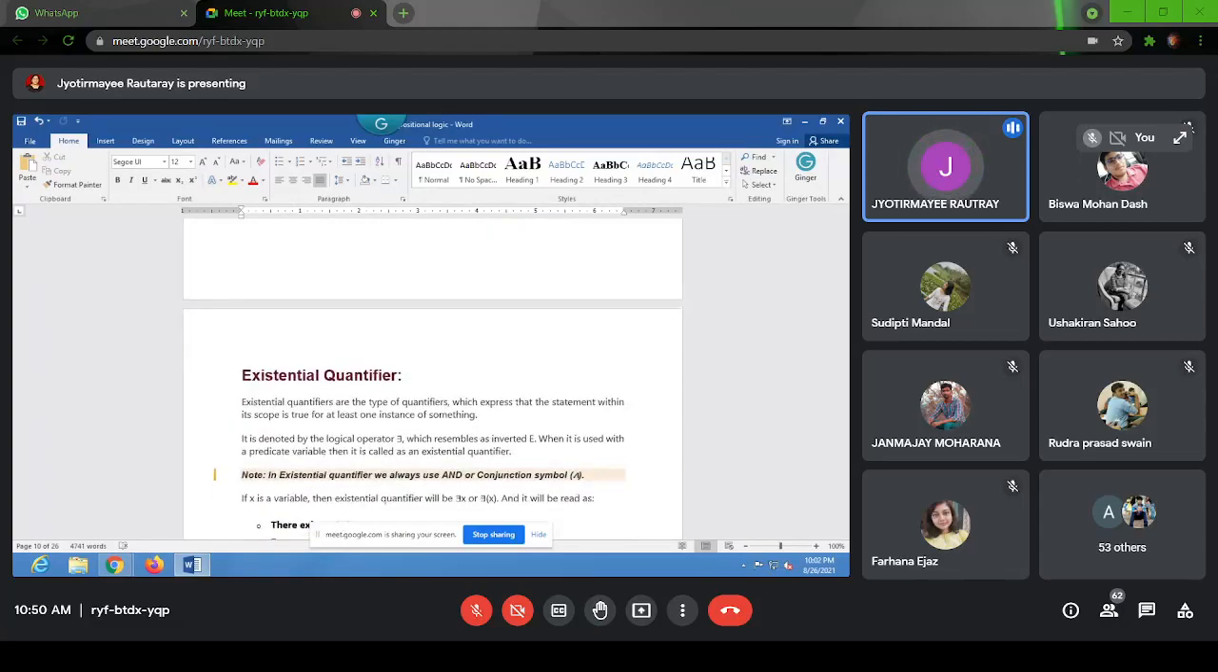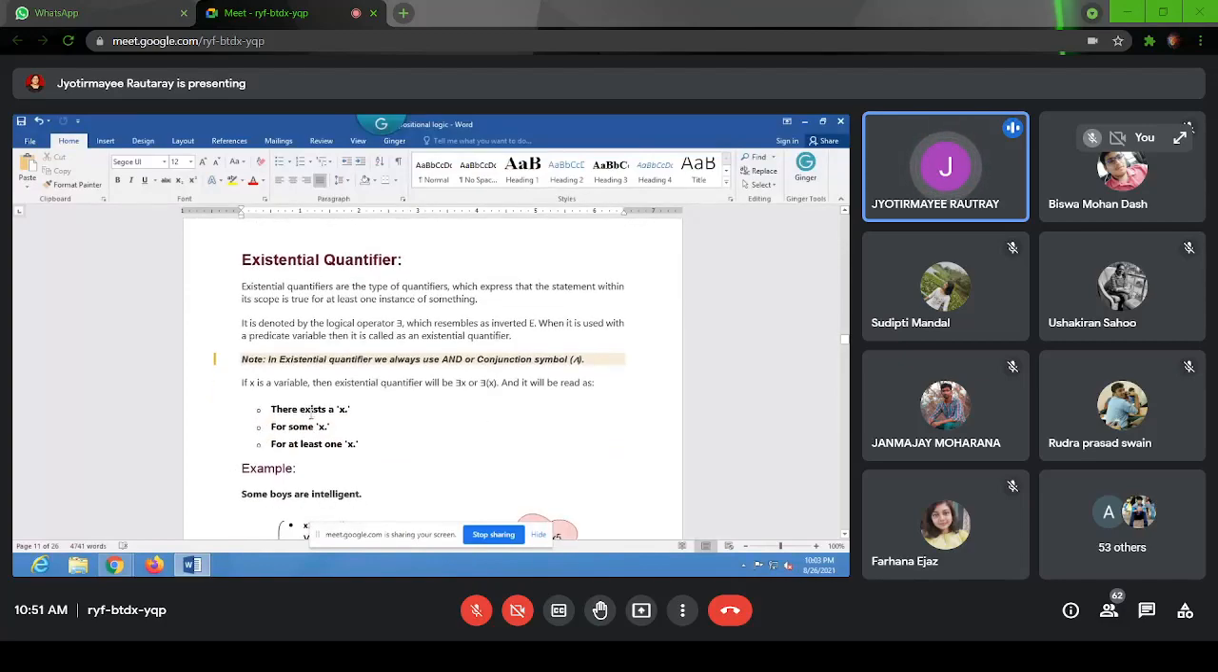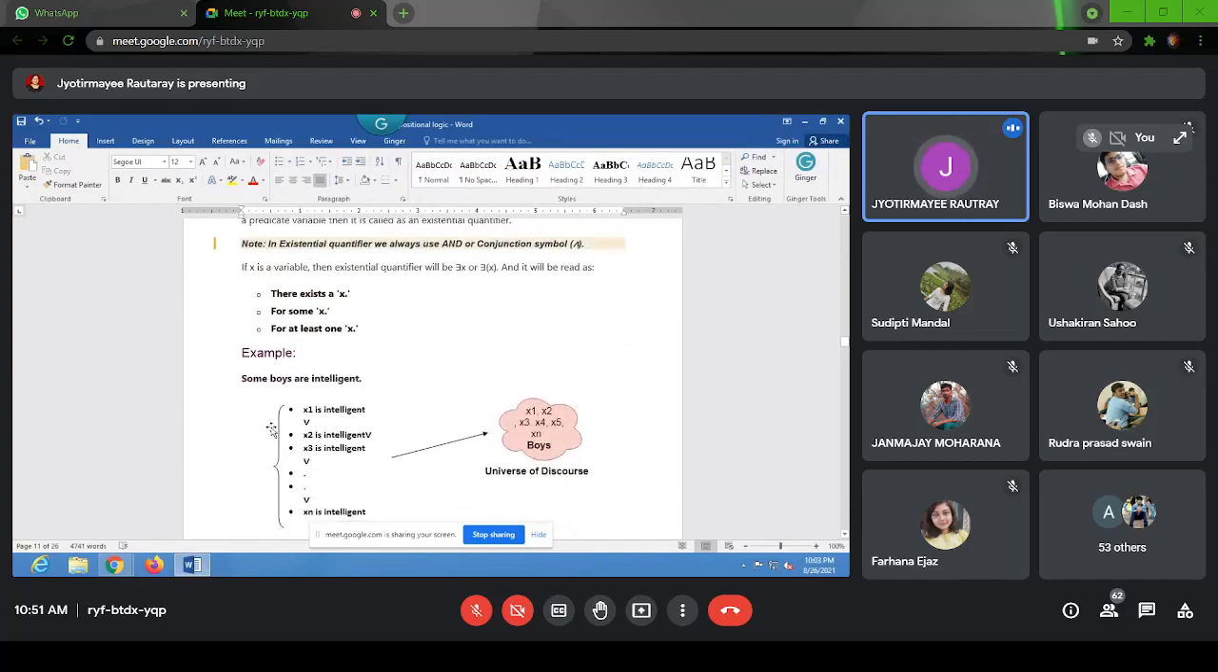In the case of the existential quantifier, this is its symbol. I have told you that in the existential quantifier we use this AND operator, or conjunction symbol. You may read it as "there exists," or "for some," or "for at least one x." Suppose the question is: some boys are intelligent. You have to represent it using first order logic. The presence of "some" indicates that you have to use the existential quantifier first.